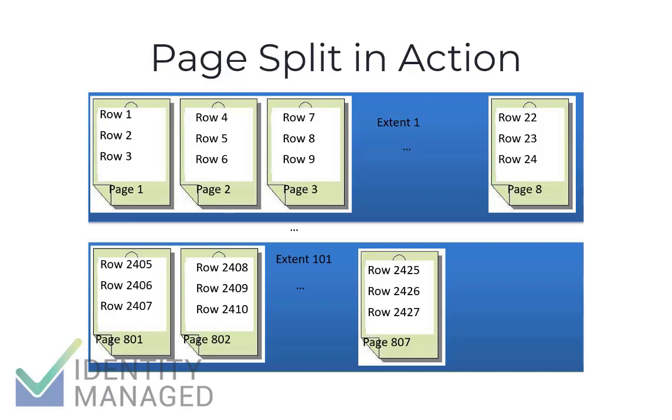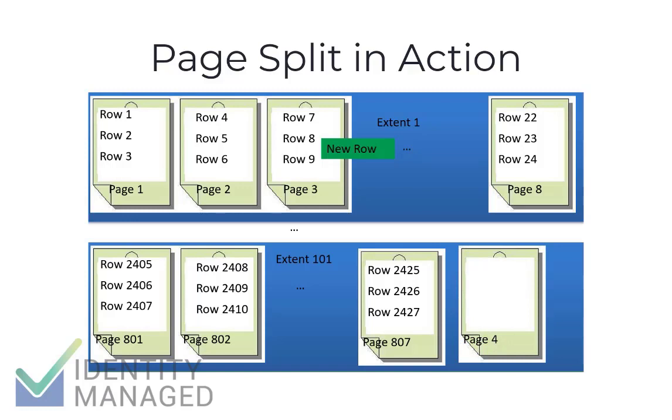Inserts can cause a split. So if I have a page that's full and a new row is inserted into page 3, that will cause a split. A new page has to be allocated, and that new row and some of the other data from that page gets moved to the new page. We now have empty space. Page 3 and page 4 are now approximately half full. The empty space inside the page is known as internal fragmentation.